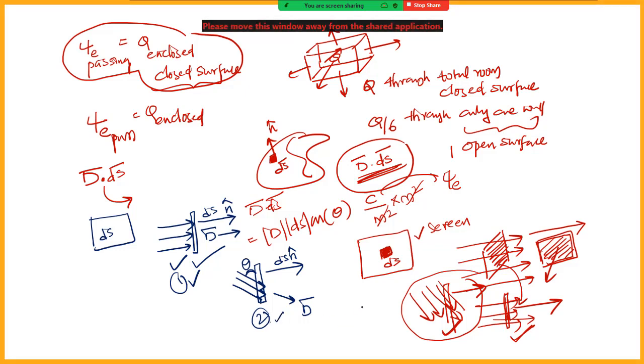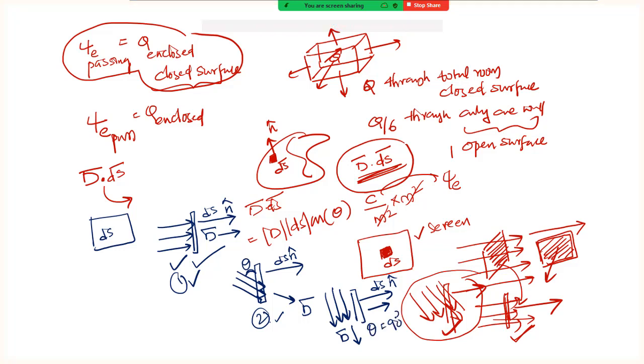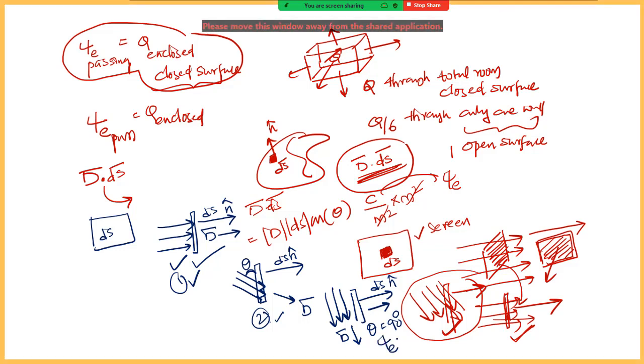The third case is this one. Again we are fixing the ds direction. ds is like this only, but now electric flux lines are passing in this way. Exactly perpendicular to the surface direction is this one, but electric flux lines are passing in this way. The D bar direction is in this way. That means here theta is equal to 90. So when you take theta equal to 90, what is happening? The net electric flux passing through the surface is equal to 0. The psi is nothing but the electric flux, but we need the electric flux passing through the surface.